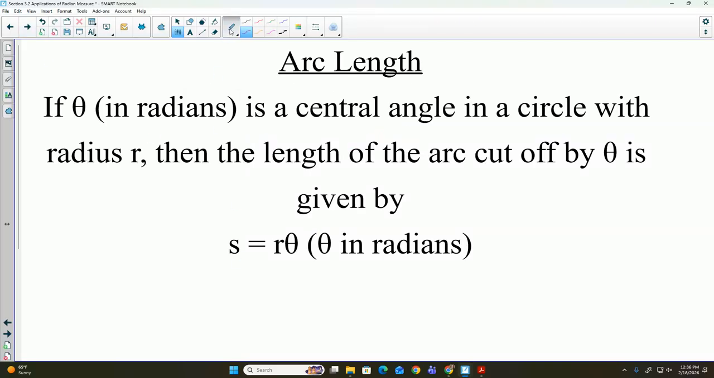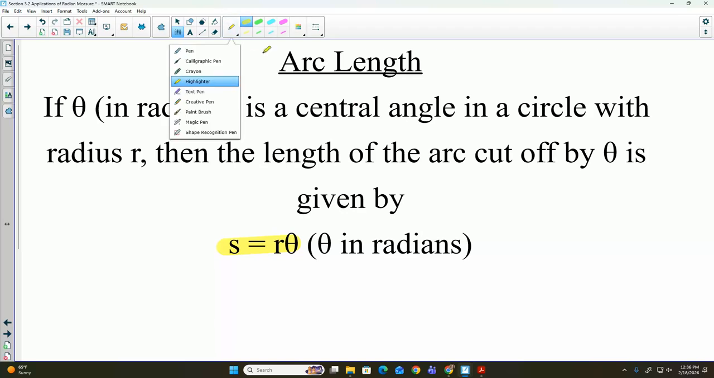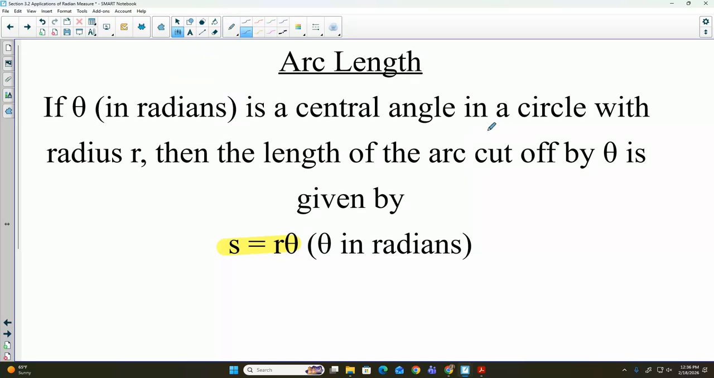Arc length is S equals R theta if theta is in radians. So theta is your central angle, radius is R, the length of your arc is S equals R theta. But it only works if theta is in radians. So if I said your theta was 45 degrees, what would you have to do to that? Turn it into radians first. That's going to be true with any formula I give you. Okay, you have to convert it to radians.